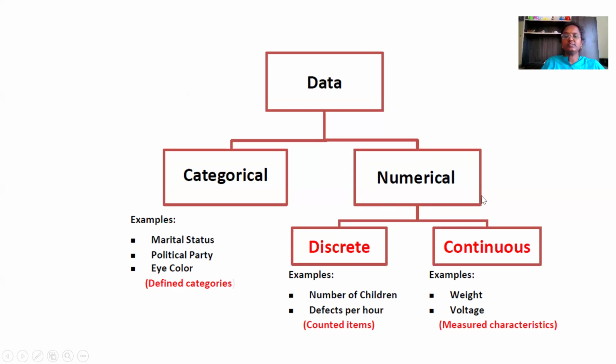Here we also have two subcategories: discrete and continuous. In discrete data, we can count the items, like the number of children or defects per hour. So data we are able to count is called discrete data. If the values change continuously and vary, it is called continuous data. For example, weight and voltage. Measured characteristics are called continuous data. Countable items are called discrete data. Defined categories are called categorical data.